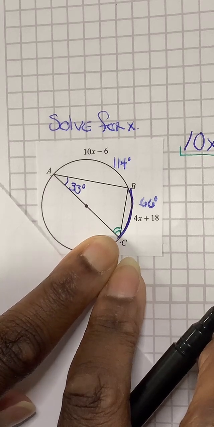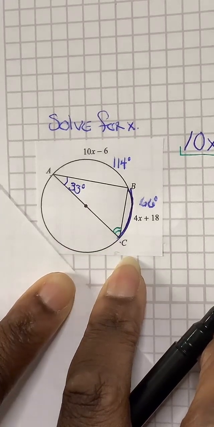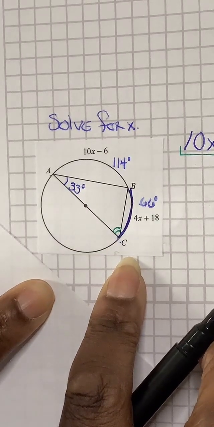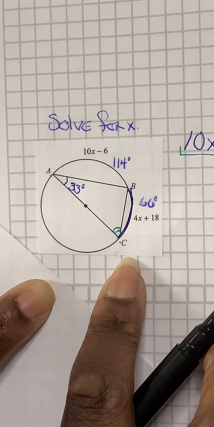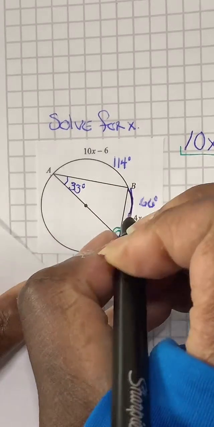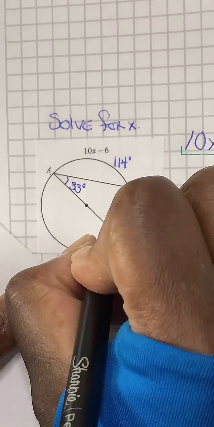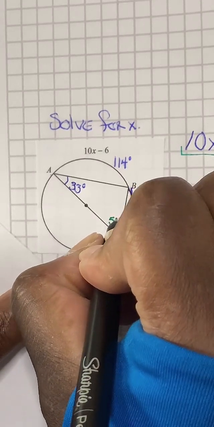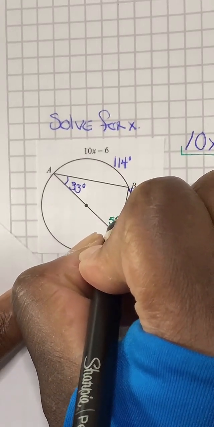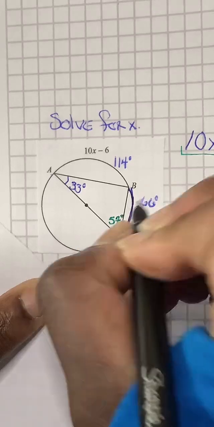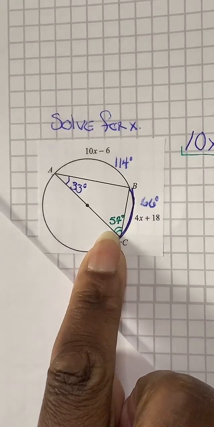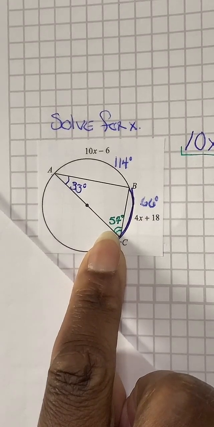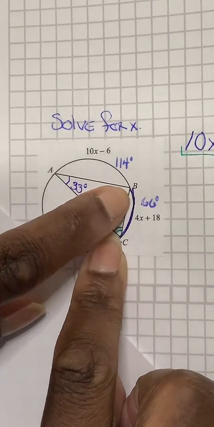There we go. So 57, good. So that's 57, right? So what will be the measure of angle B?